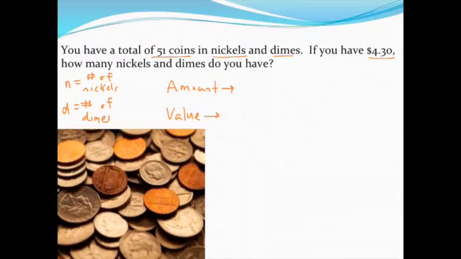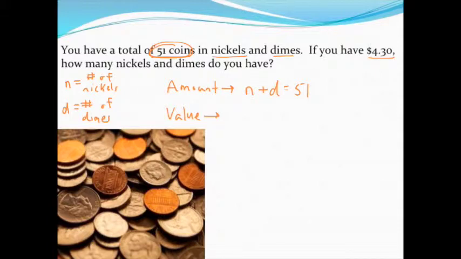In the amount equation, I'm going to go back and reread my problem and note that I have 51 coins, so I know how much stuff I have altogether. Since n and d stand for the number of nickels and number of dimes, all that means, simply put, is I've got some nickels, I've got some dimes, and together I have a total of 51 coins: n + d = 51. Notice there's no dollar amounts in that equation. Your amount equation is all just straightforward numbers, or variables, I suppose.